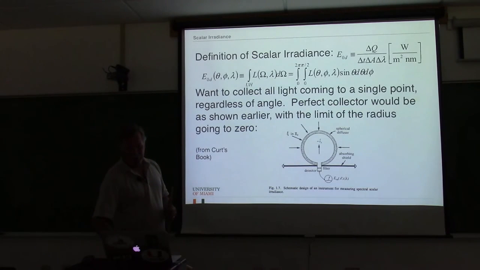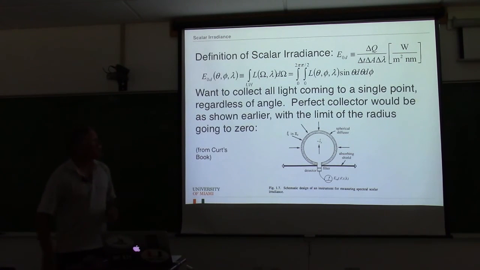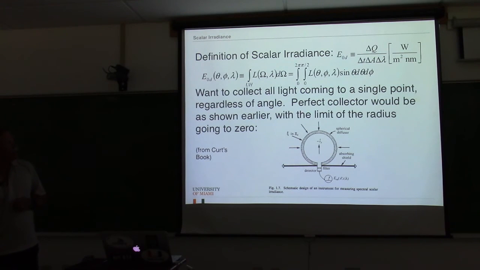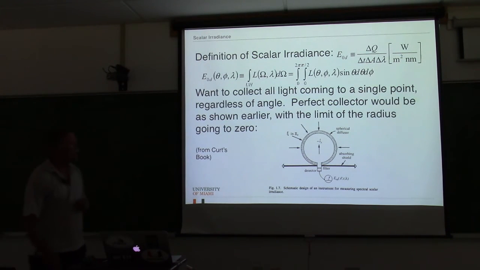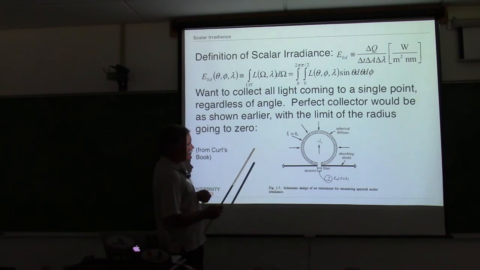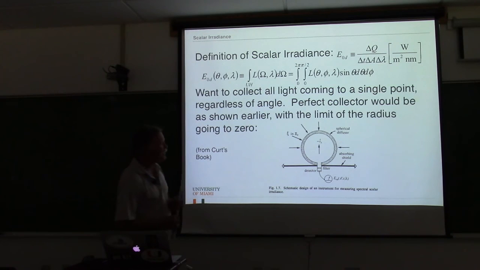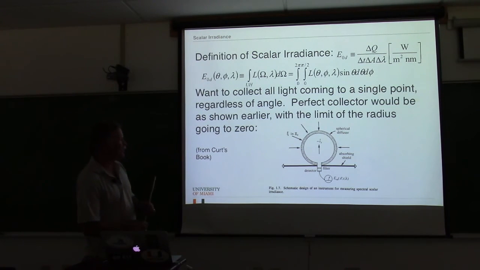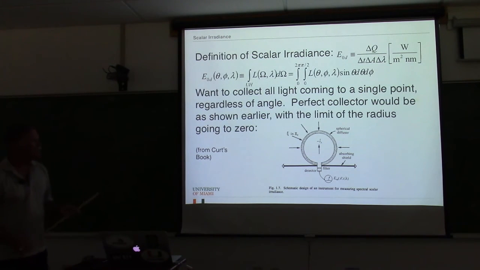Scalar irradiance. Scalar irradiance is important because we've talked about that in terms of phytoplankton. The phytoplankton doesn't care where the light comes from. So a scalar irradiance detector would like to collect light from all directions at the same time. The problem is that it's difficult to make something that collects light regardless of the angle.